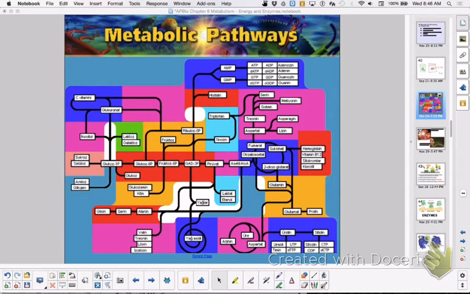Is that dependent on the R groups? Yes, because some of those R groups are hydrophilic and some are hydrophobic, and it's going to have that three-dimensional conformation.